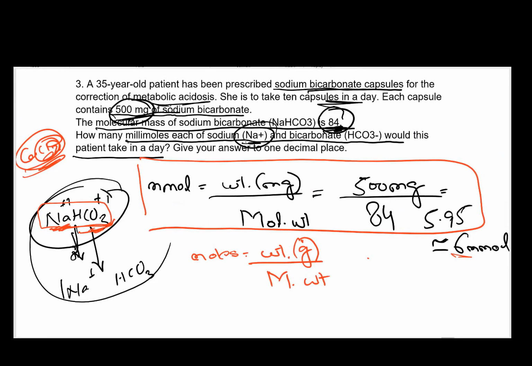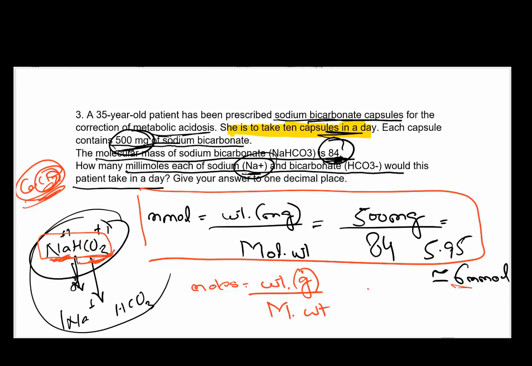Okay, in this question, we calculated taking 10 capsules in one day. Each capsule has 500 milligrams, and we are asked to find out how many millimoles the patient will receive in one day. So remember here, in one day, the patient is receiving 10 capsules, and each capsule has 500 milligrams. We calculated that each capsule of 500 milligrams has 6 millimoles. But the patient is receiving 10 capsules, right? And we need to find out what's in a day. So basically, we just need to multiply this by 10. So the answer here would be 60 millimoles.